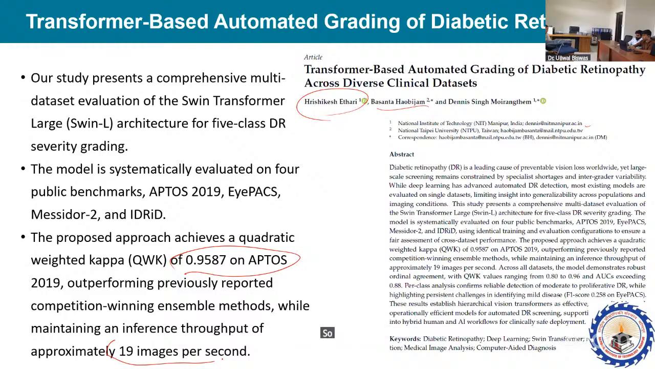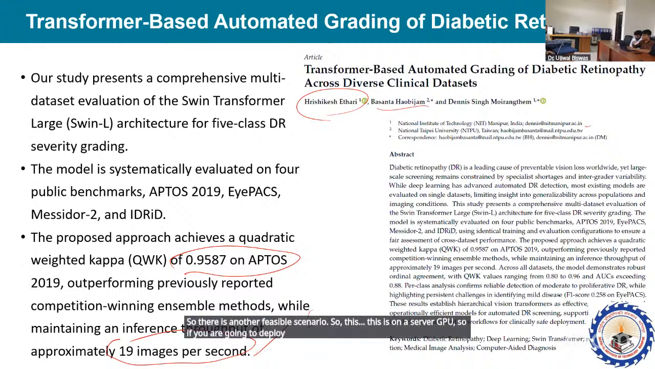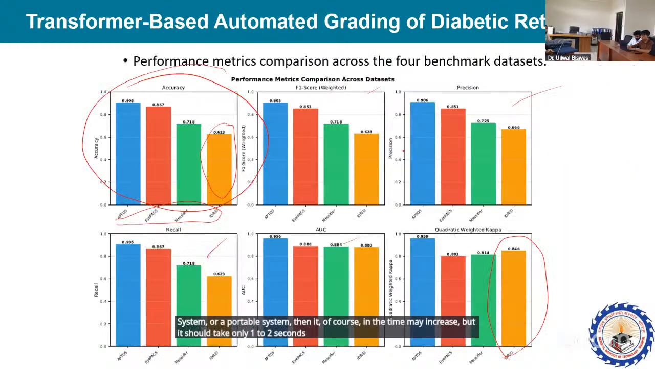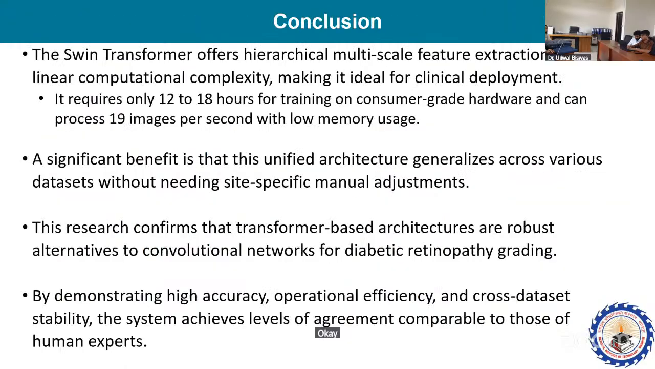So that is not a feasible scenario. So this is on a server GPU. If you are going to deploy it in some sort of an embedded system or a portable system, then of course the time may increase, but it should take only 1 to 2 seconds to detect. Right. Okay. So that is one efficient model that we have to use.